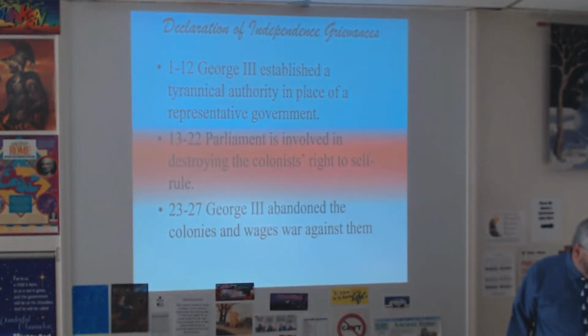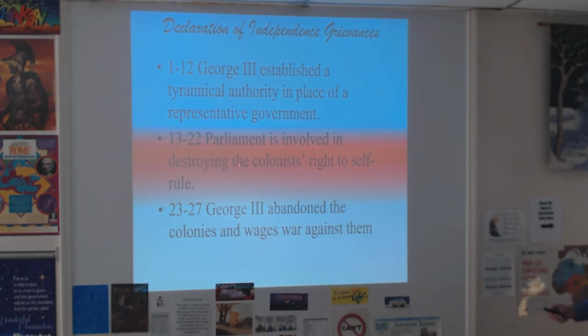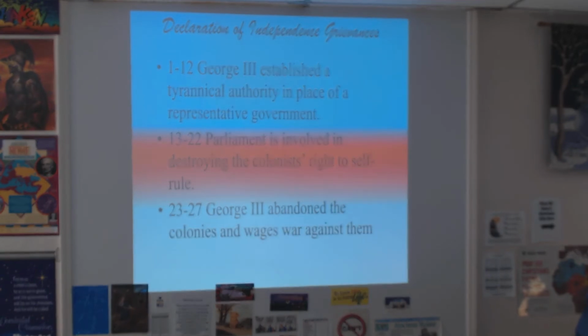the grievances of the Declaration basically center around these areas. First of all, George III established a tyrannical authority in place of a representative government. Next, Parliament was involved in destroying the colonists' right to self-rule. And thirdly, George III abandoned the colonies and waged war against them.